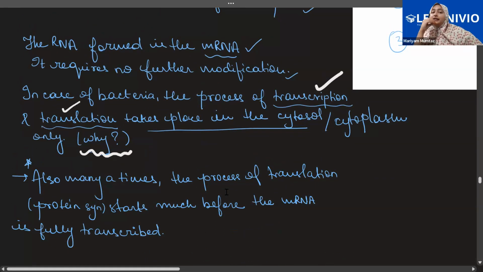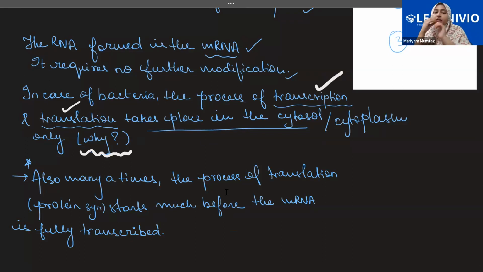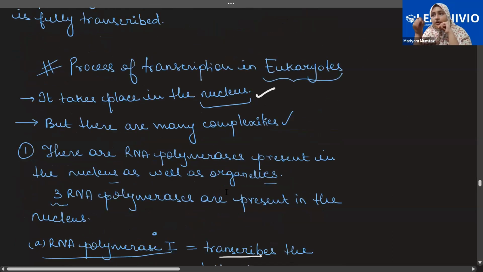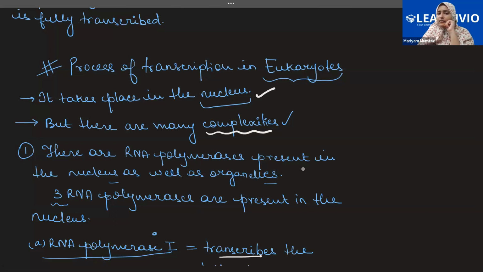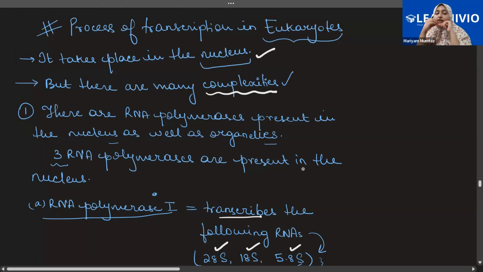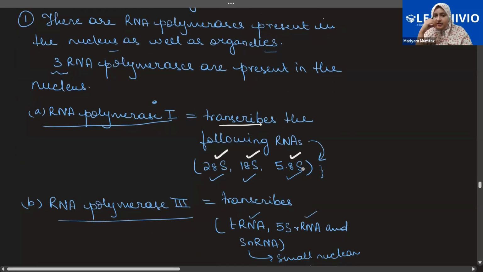Now, the RNA that is formed at the end of transcription is mRNA. The most unique thing is that transcription and translation in prokaryotic organisms take place in the cytosol or cytoplasm, because there is no compartmentalization. The whole process of transcription is the same in eukaryotic organisms. Just there are some additional steps and complexities, because the organism itself is complex. So, there are 3 different types of RNA polymerases present.